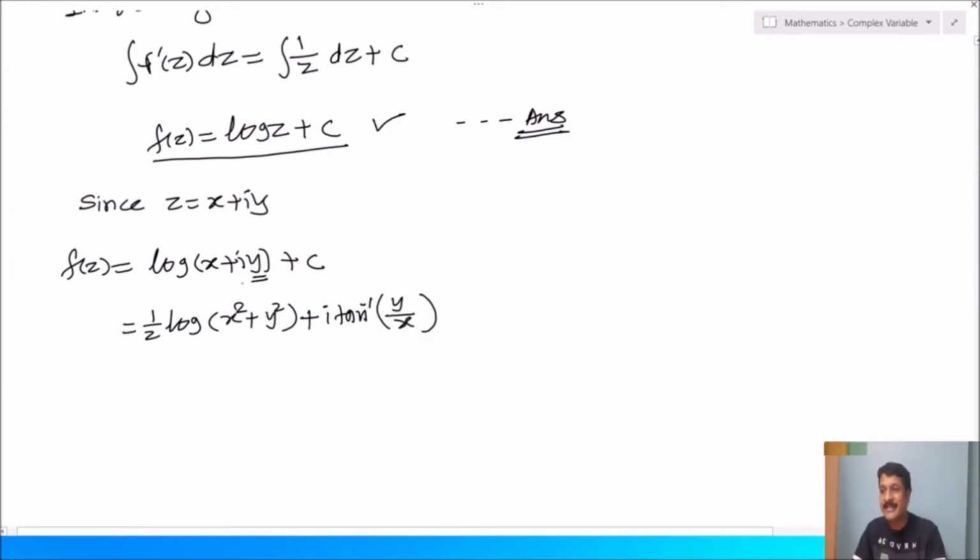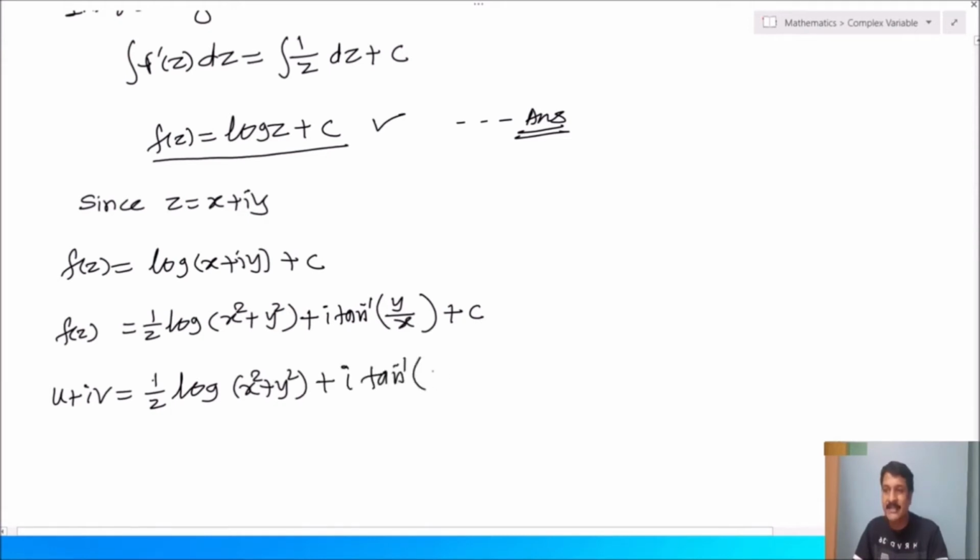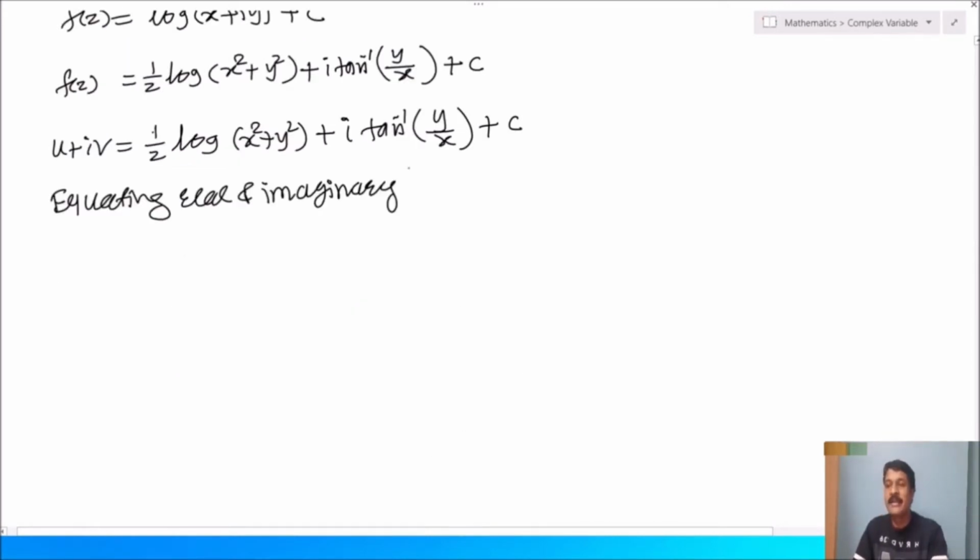So here imaginary is y and the real part is x. So this is the formula for logarithm of complex number plus c as it is. And that is why if we consider f of z equal to u plus iv, so 1 by 2 log of x square plus y square, this is the real part. Here imaginary part is what? Tan inverse y by x. So coefficient of i. So equating real and imaginary parts of both sides.